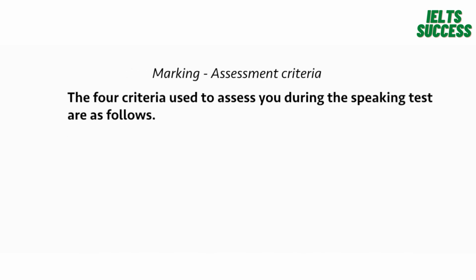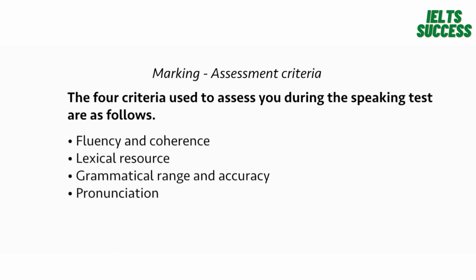There are 4 criteria that are used to assess you during the speaking test: fluency and coherence, lexical resource, grammatical range and accuracy, and pronunciation. Scores are given in whole and half bands, for example, 5.0, 5.5, 6.0.